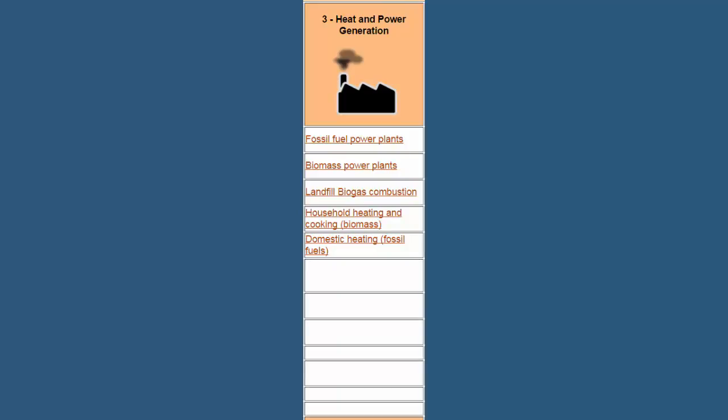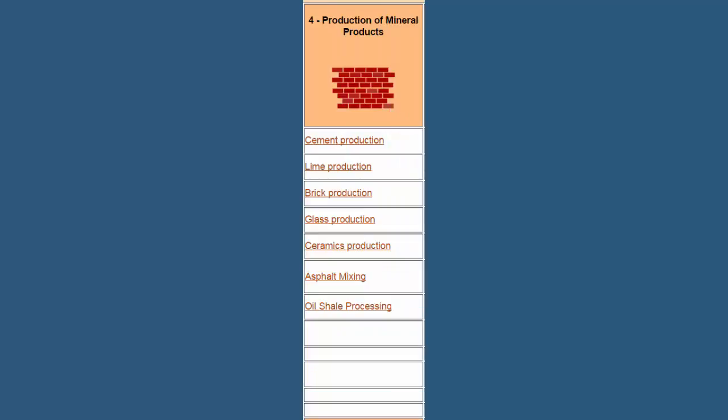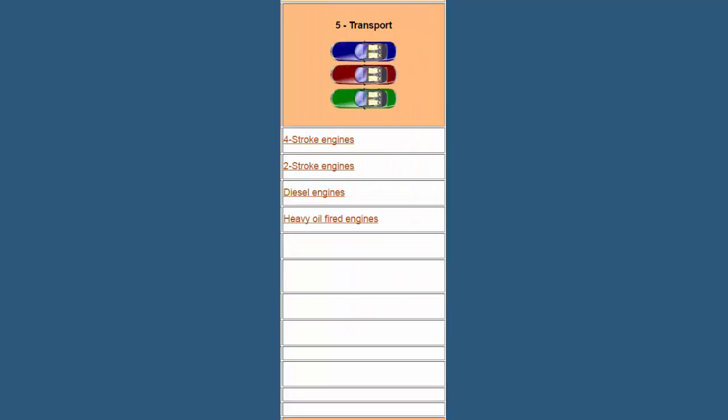Group 3, heat and power production, has 5 categories, each of which is defined by the type of fuel used, and in some cases, the type of stove. Group 4, production of mineral products, has 7 categories, each of which is defined by its product. Group 5, transport, has 4 categories that are defined by the type of engine and the fuel.